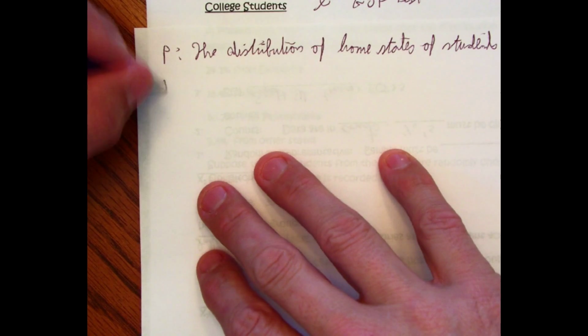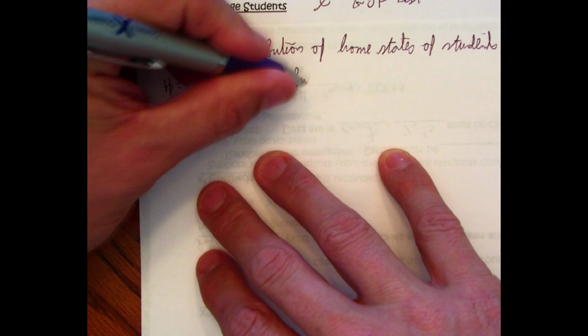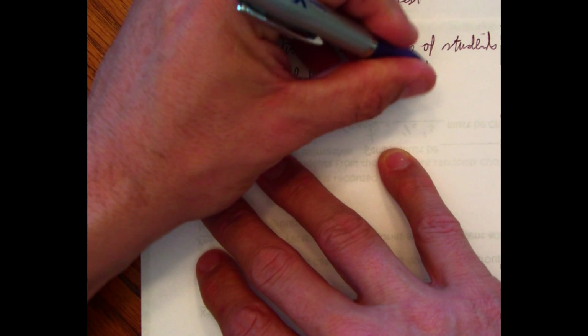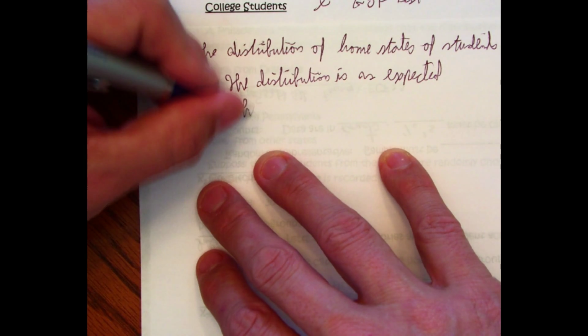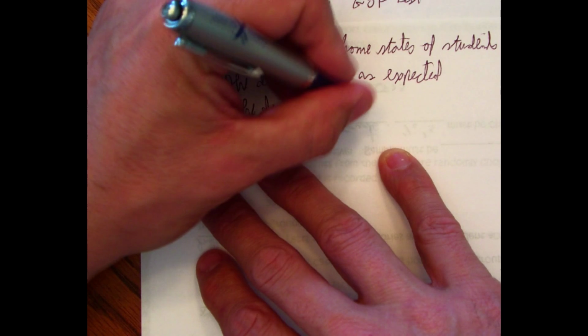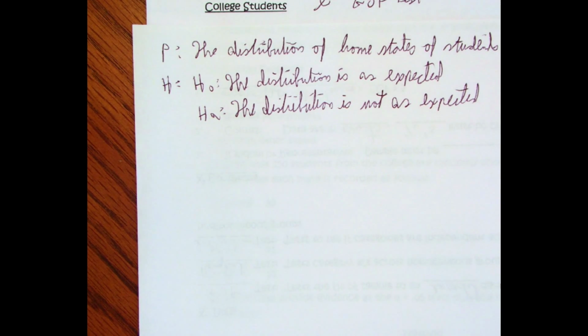Okay, so my null hypothesis is the distribution is as expected, and the alternative hypothesis is the distribution is not as expected. Now you might be saying, well, hold on, every time we do a hypothesis or a parameter, we always have a symbol. You know, we have a p, we have a mu, okay, we'll have a beta. So why don't we have a symbol here? Because we're testing several p's.